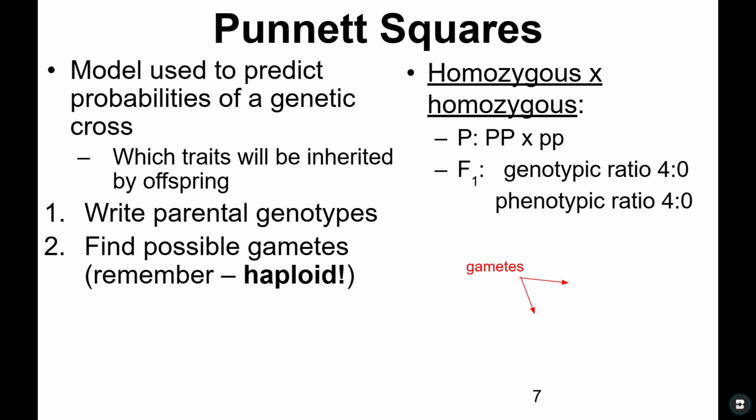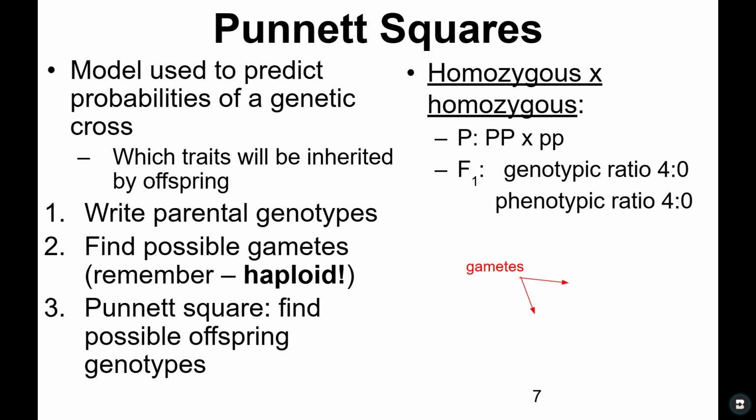Then we're going to find the possible gametes that they can generate. Remember, gametes are haploid. So this is where we will use each of those genotypes and split them apart to figure out the types of gametes they can make. And then we'll use a Punnett square to find the possible offspring genotypes, which would be back to diploid. So given our parental crosses of big P, little p, those are diploid, we need to figure out the haploid gametes each can make.